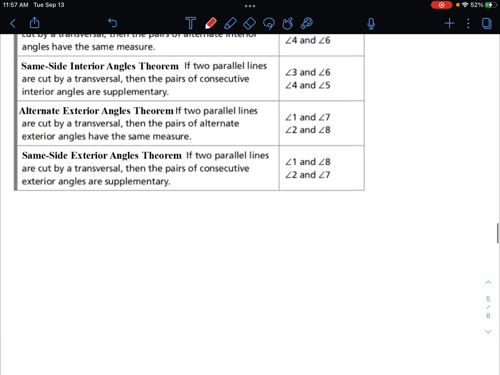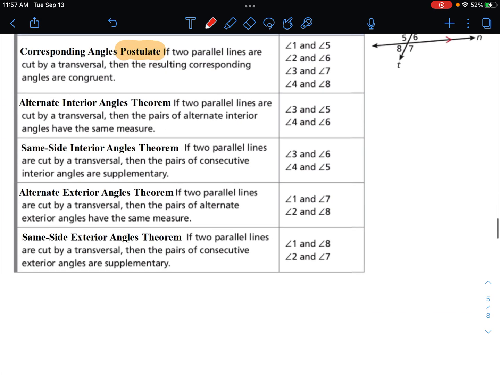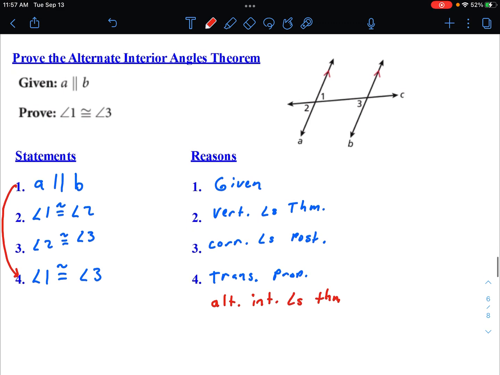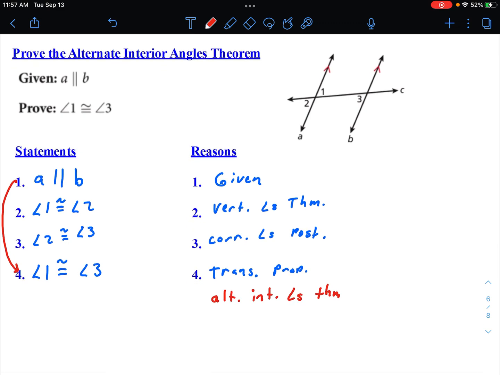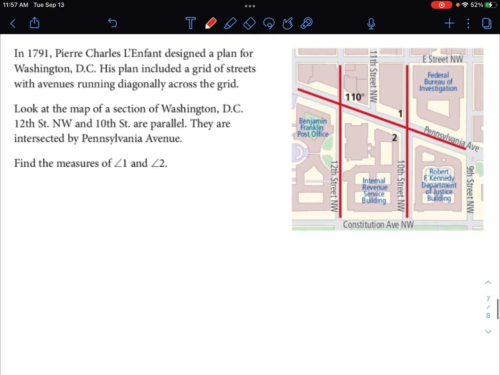And that would be really how you prove almost every one of these theorems right here. You might have supplementary in there, but that's the same. It's going to be practically the same proof. Okay. So let's put it to use. Here's what your homework's going to look like.